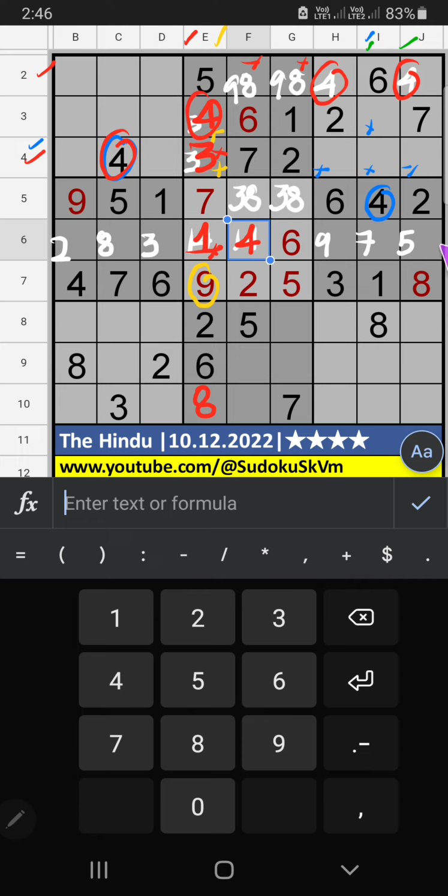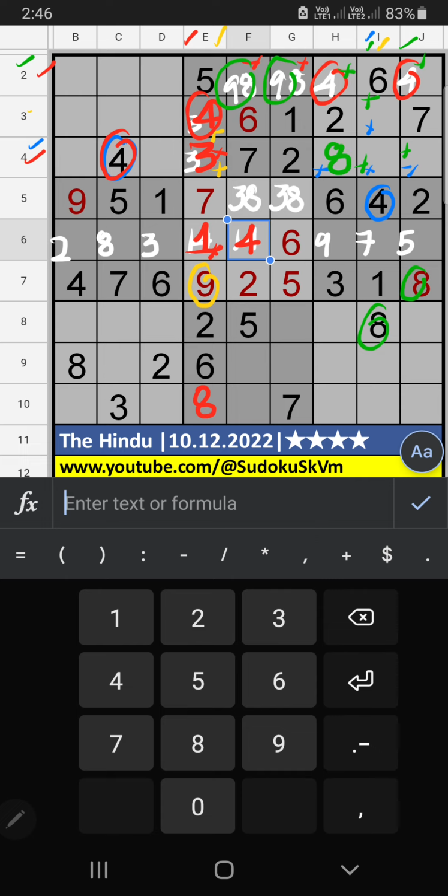Column I, column G, we have 8. So it can't come in these cells. Second row also we have 8. So it can't come in the cell. Then 8 is confirmed here.